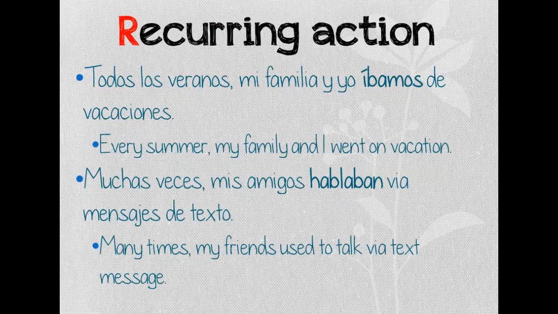So a recurring action. So a lot of key phrases will indicate to us that we're going to use the imperfect tense. So like many times, every summer, every winter, all the time, every day. So things like that. So refer to the back side of your notes page if you would like to see some of the key words or phrases that you're going to have for the imperfect tense. And you also have a list of keywords or phrases for the preterite tense. So an example, todos los veranos, every summer, mi familia y yo íbamos de vacaciones. So every summer, which makes it recurring, my family and I went on vacation. Another example, muchas veces mis amigos hablaban vía mensaje de texto. So many times, again, that makes it recurring, my friends used to talk via text message.